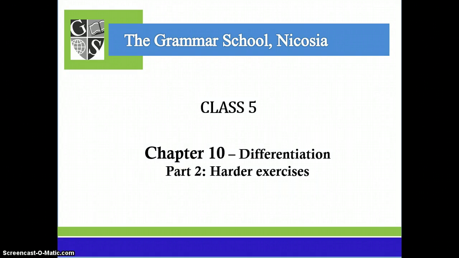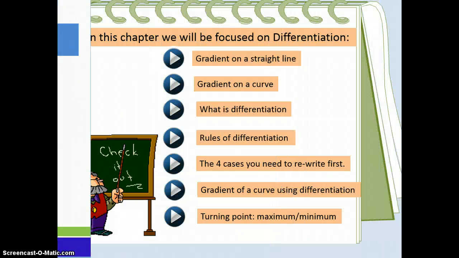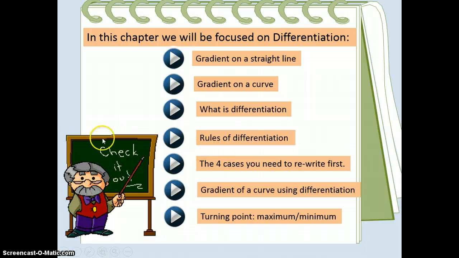Differentiation Part 2, harder exercises. In this presentation, we'll focus on the 4 cases where you need to rewrite the equation first before you differentiate.